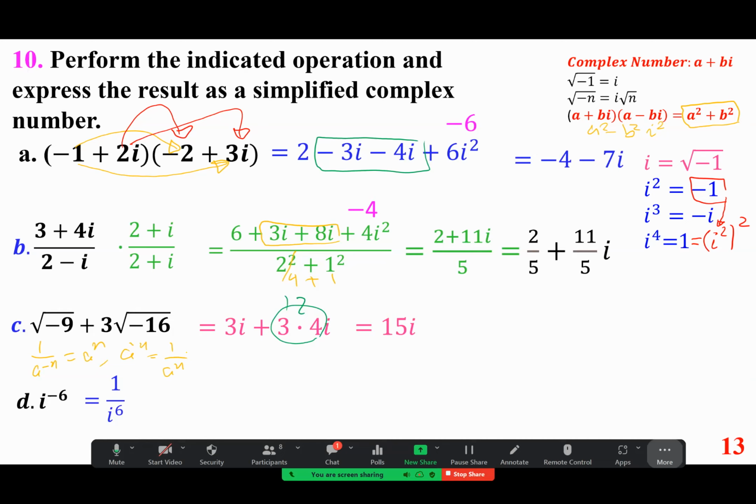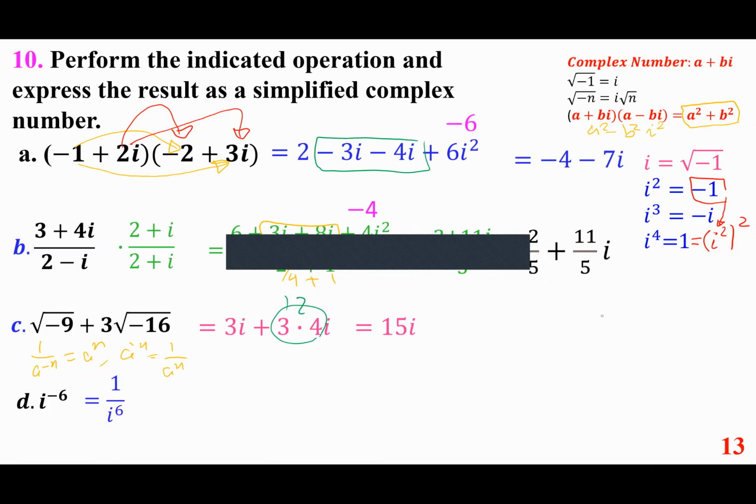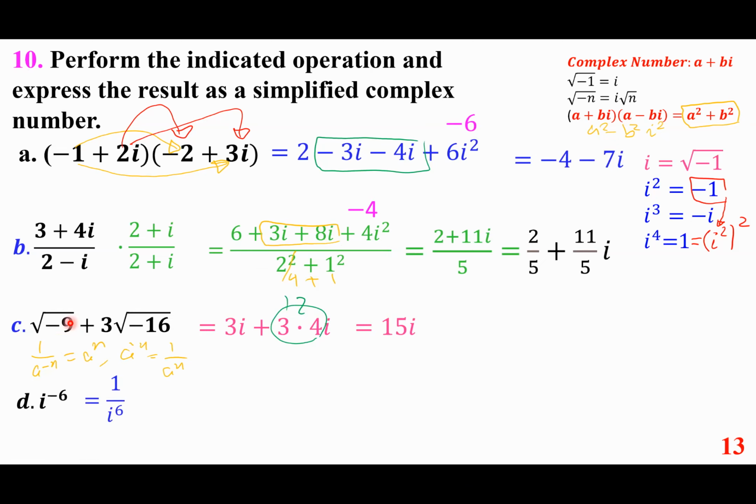Now, how do we deal with powers of I? We look at this set. This set tells us, we know I squared is -1. We know I cubed is -I. We know I to the power of 4 is 1. We know that. What happens when it's larger than that? It goes back to one of those.